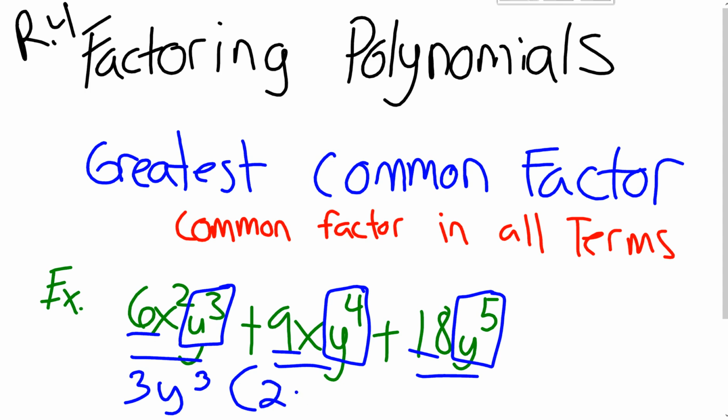So I get left with 2x squared. Here, 9 divided by 3 is 3. I'm not taking out any x's, but I am taking out 3 y's. So that means out of 4, there's still 1 y left. And this one, 18 divided by 3 is 6. And there's 5 y's. I'm taking out 3, so there's 2 y's left, so y squared.